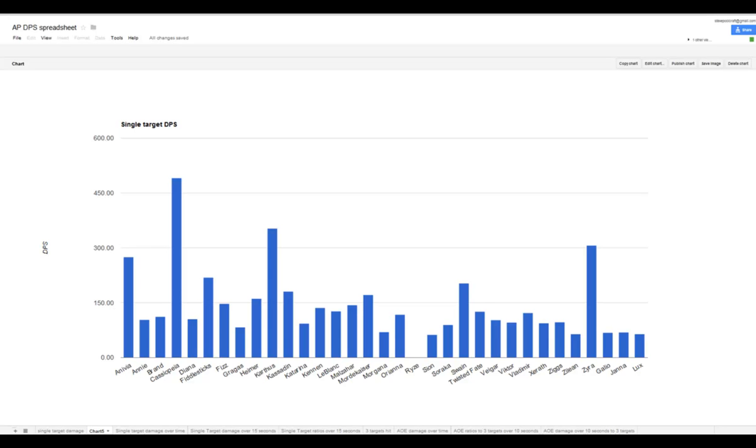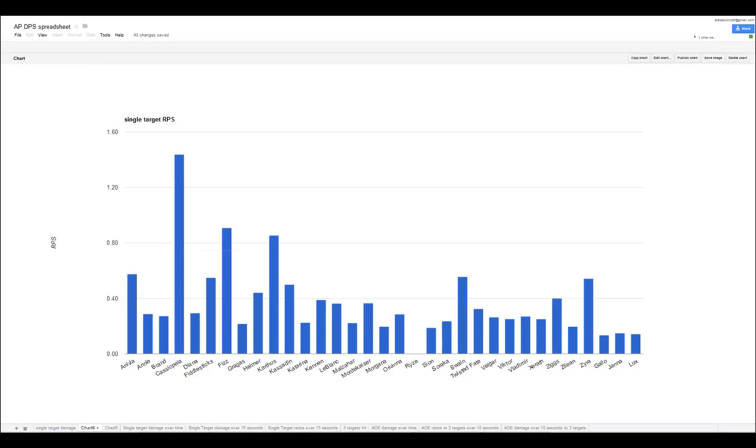Looking at this graph, we can see that Cass, Karthus, and Zyra have very high sustained DPS, while champions like Sion, Lux, Zilean have low sustained single target DPS. Graphing the single target RPS, which is a measure of how much AP ratios affect each champion's damage, we get this graph. You can see that Cassiopeia has a very high RPS number. This is due to her E being a low cooldown and having a good AP ratio.